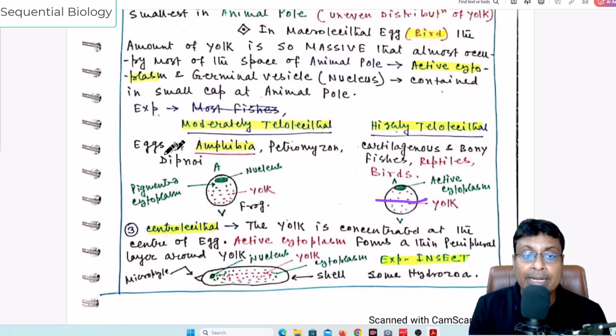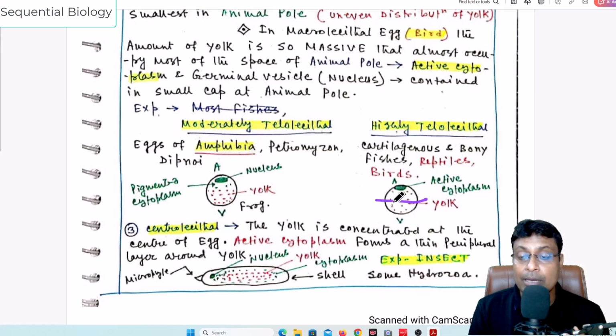Then moderately telolecithal eggs are the eggs of amphibia, petromyzon and the dipnoi. This is a moderately telolecithal egg. The amount of yolk is very high, but not as high as in the megalecithal egg. So this type is usually called moderately telolecithal egg, right? This is a diagram of the moderately telolecithal egg.